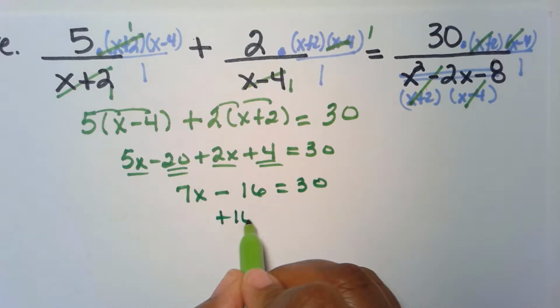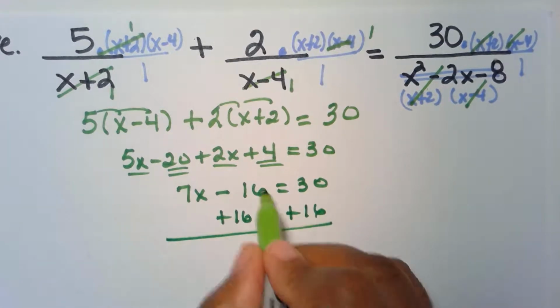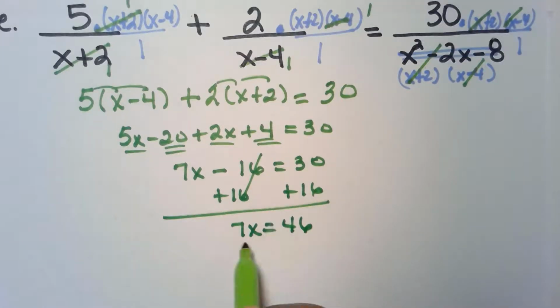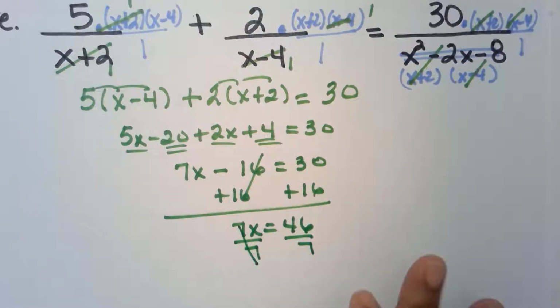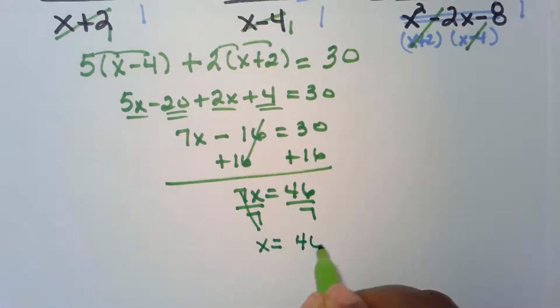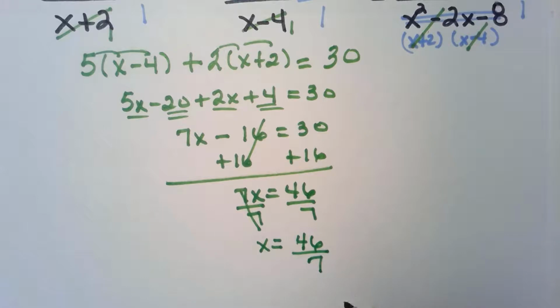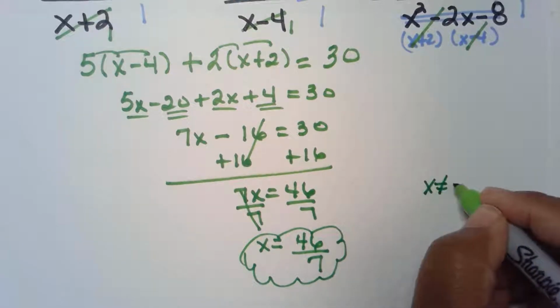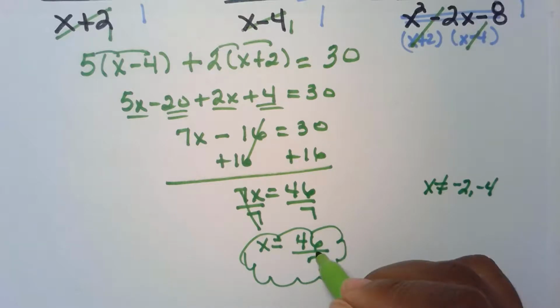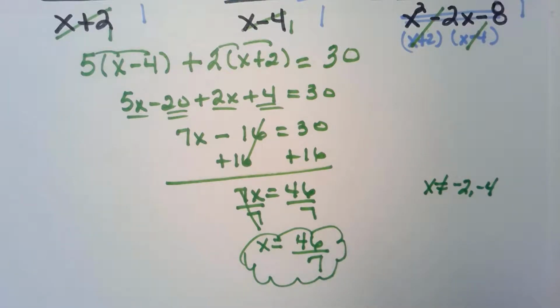And then we're going to add 16 to both sides. We have 7x is equal to 46. And then divide by 7 to both sides. And we have here x is equal to 46 over 7. 7 cannot divide into 46 evenly. And we remember that our restriction was that x cannot be negative 2 or 4. We do not have that as a solution. Therefore, our final answer is x equals 46 over 7.